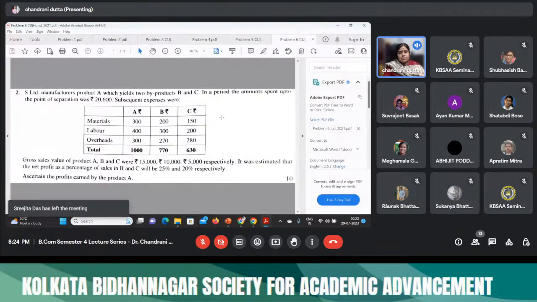The byproduct shares joint cost using the reverse cost method, because you have every piece of information. You have the sales value of the byproducts. You have the estimated profit margin. You have the further processing cost. So you can easily apply the reverse cost method. Okay, so let's see.